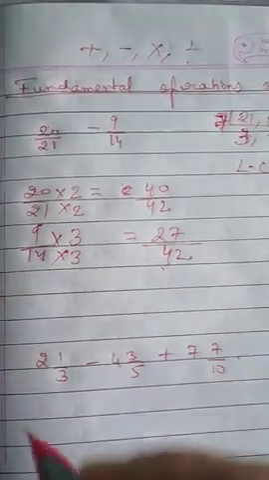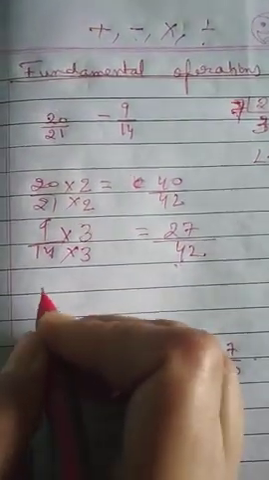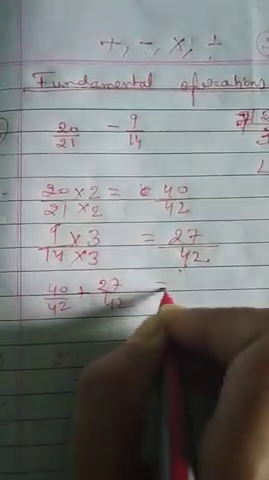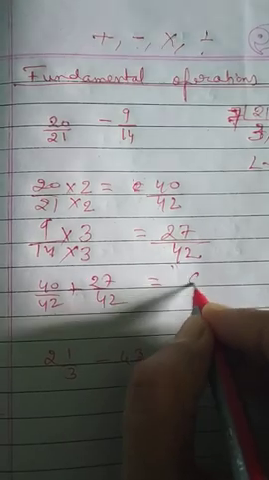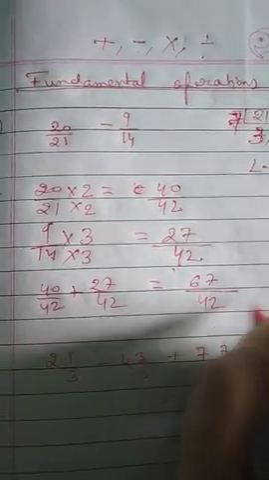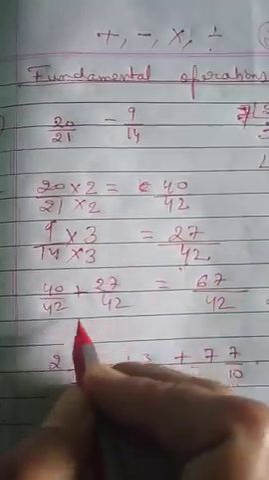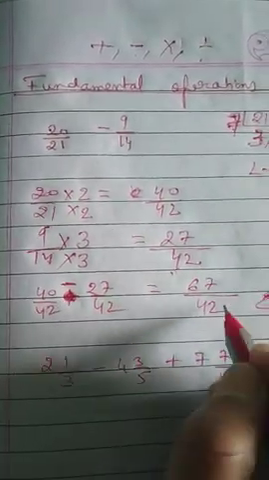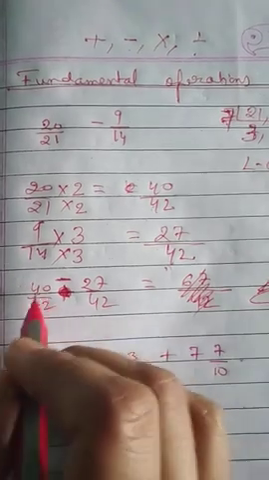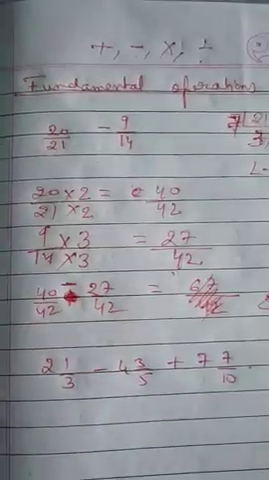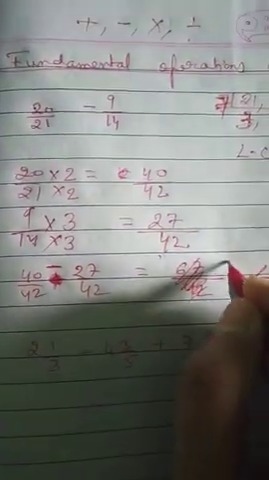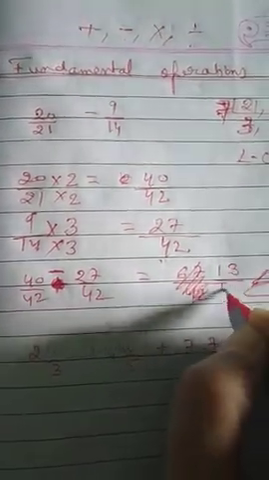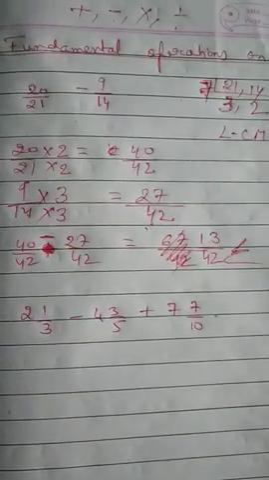Okay, now you can add it. One method is this, 40 by 42 plus 27 by 42. Okay, now you can add it. 67 by 42 is the answer. Sorry, it is minus, not plus. You have to do minus. So subtract it. Don't add. 40 minus 27. 10 minus 7, we will get 3. And here will be 3 minus 2, 1. 13 by 42 will be the answer.